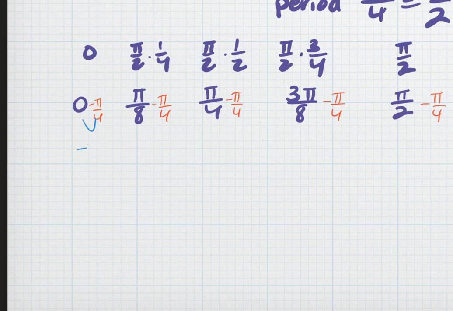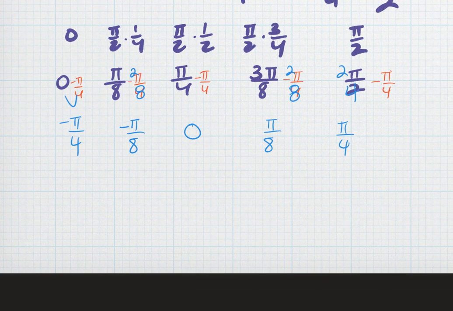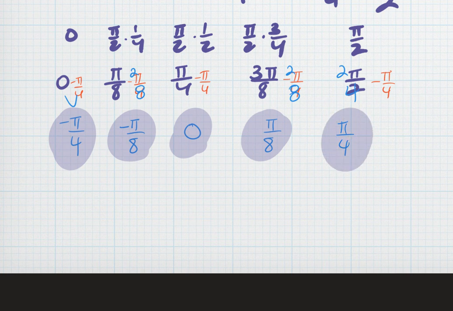So for here, I get negative pi over 4. This becomes 2 pi over 8, so this is negative pi over 8. This is 0. This becomes 2 pi over 8, and I get pi over 8. And this becomes 2 pi over 4, and I get pi over 4. And now those are your 5 key points.